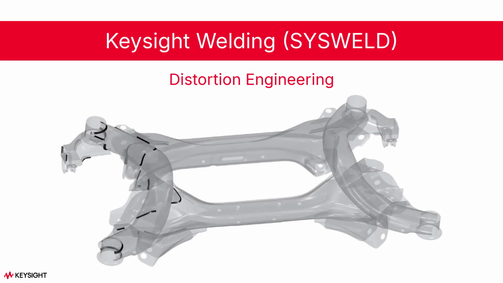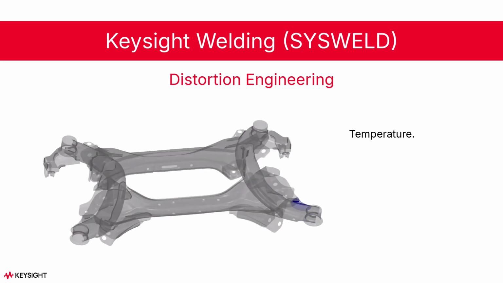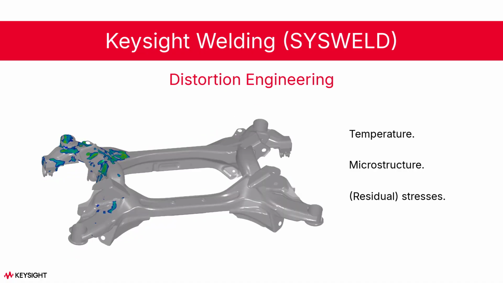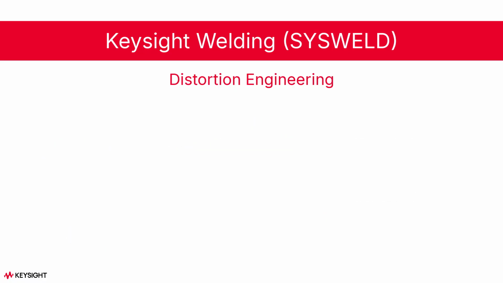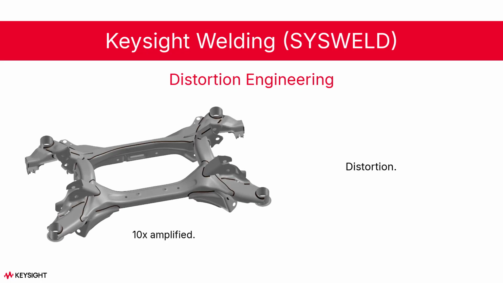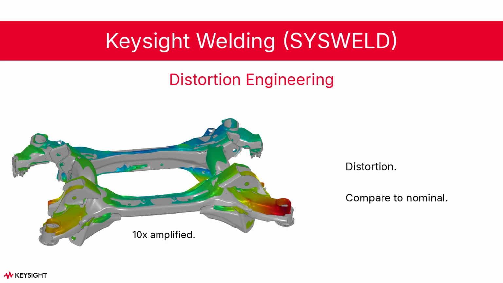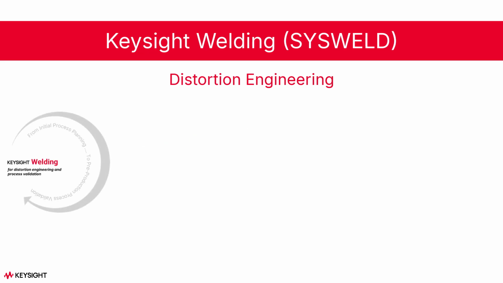Once the simulation is complete, all key results can be analyzed, both during welding and after unclamping. This includes temperature evolution, microstructure when required, residual stresses to identify any critical high-stress regions and potential crack risks, and, of course, the core objective of distortion engineering, evaluating the post-unclamping distortions of the assembly and comparing the as-welded shape to the as-designed geometry to verify if required tolerances are met. Keysight CAE Welding is a complete solution for distortion engineering and weld process validation.